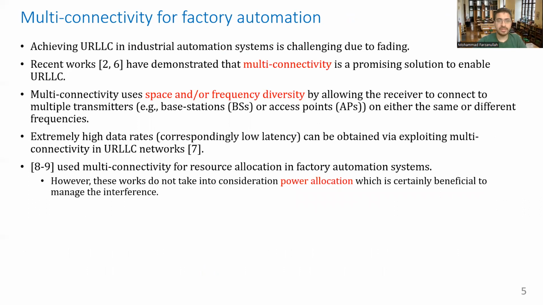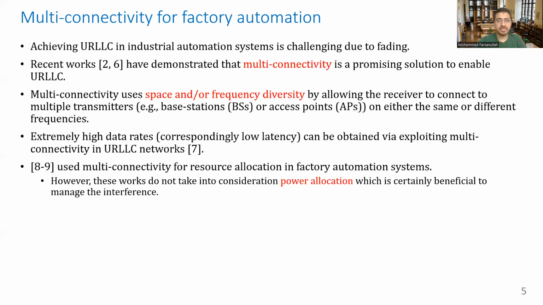Moving on to the multi-connectivity part. So, multi-connectivity is a promising solution to enable URLLC, and achieving URLLC in an industrial automation system is challenging due to fading.